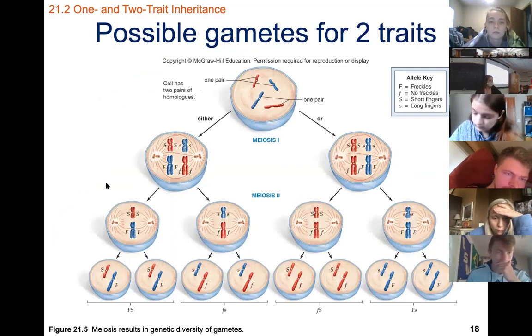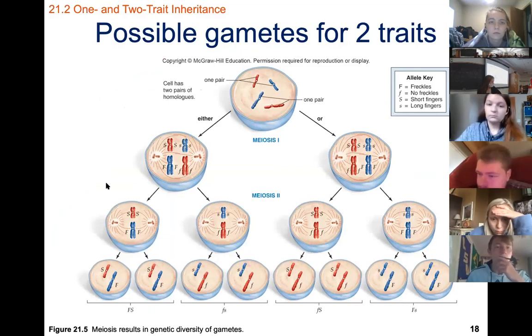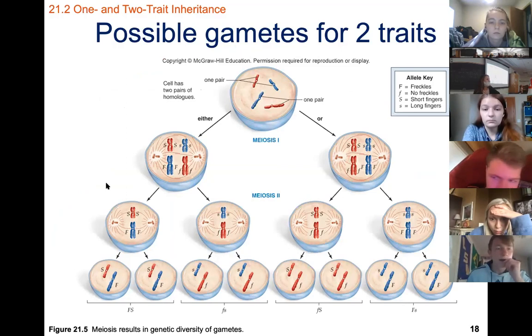Okay, so this is figure 21.5 in your book. So meiosis results in genetic diversity of gametes. You've maybe heard of the words mitosis and meiosis. Mitosis is the splitting and dividing and replicating of all of your normal cells.